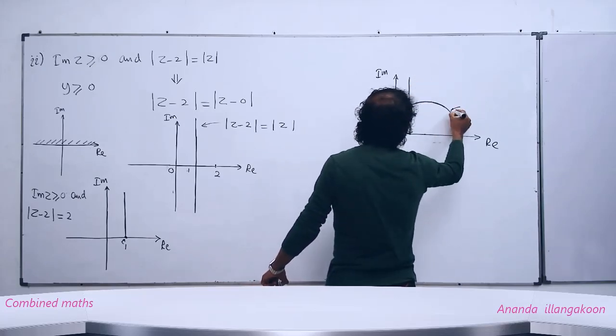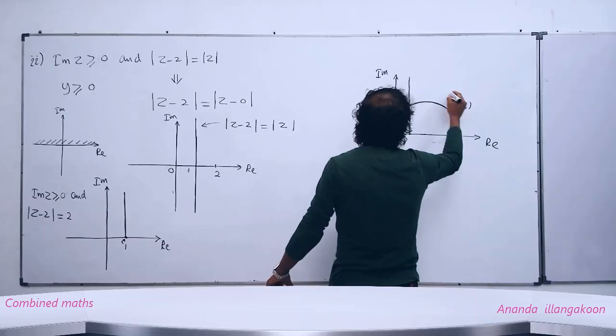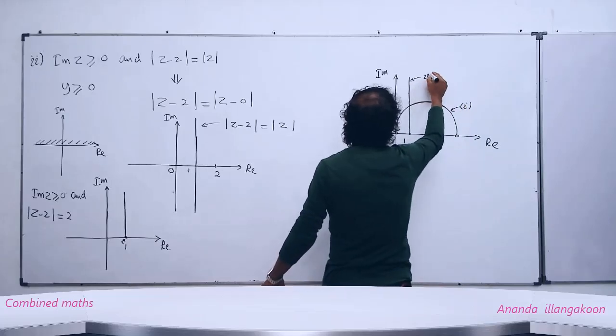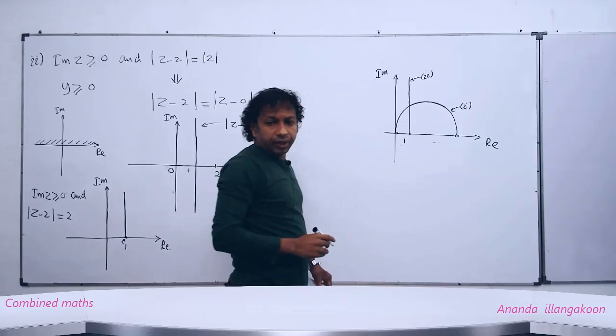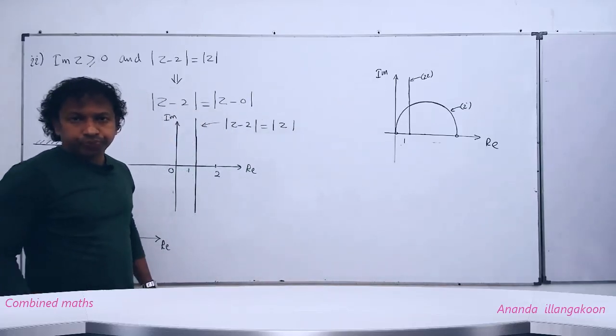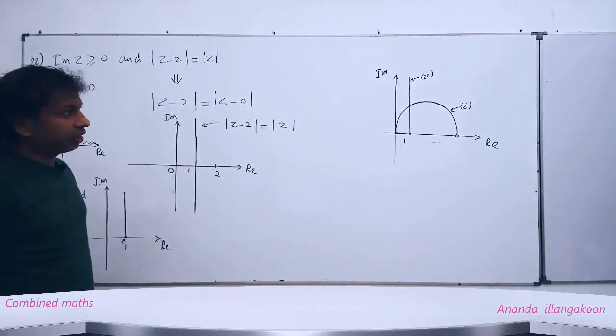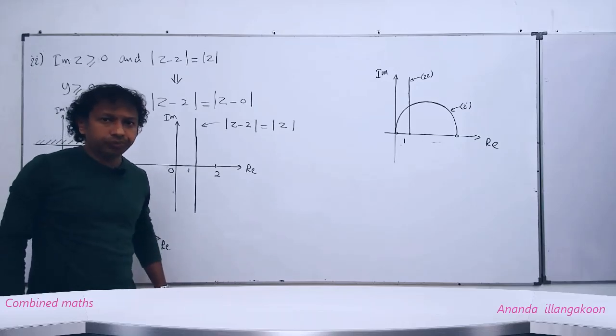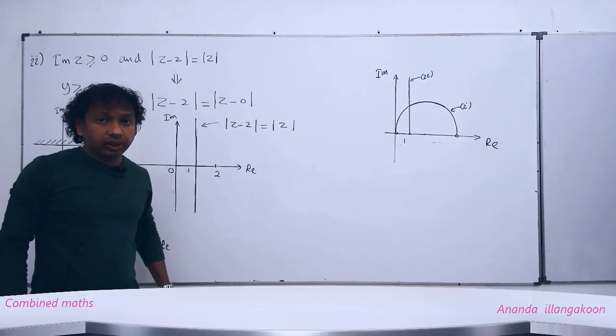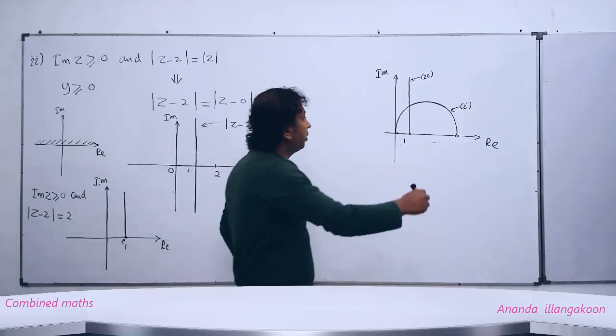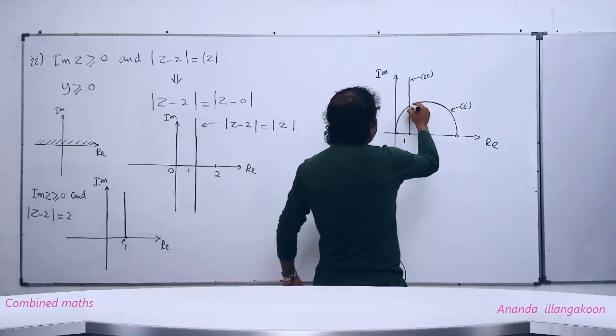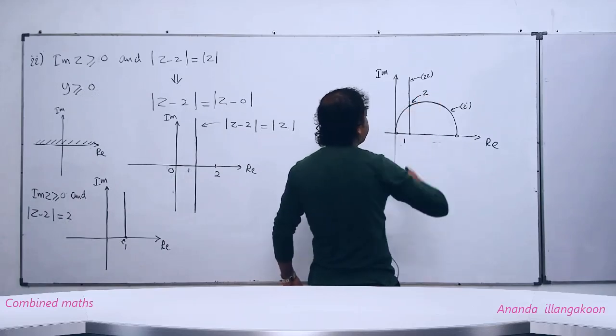So number 1 is this, people. Number 2 is this. For this number 1 and number 2, to satisfy the condition given by number 1 and number 2, the single complex number is the complex number at the point of intersection here. This is the required complex number we need to find.